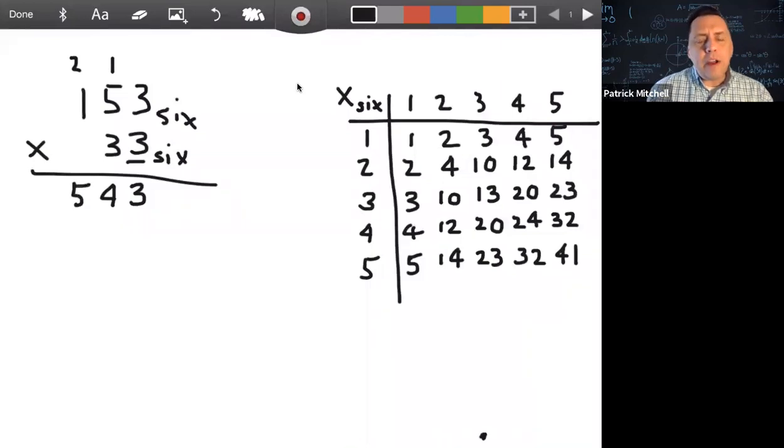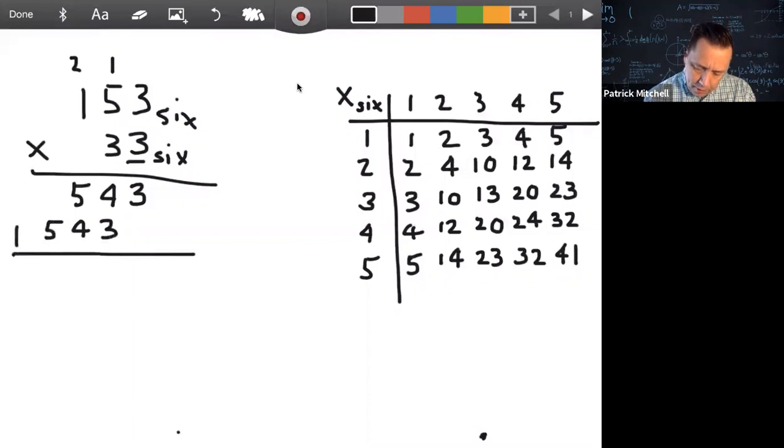All right, and now I can take a little shortcut because I'm multiplying by 3 again. So that's just going to give me the same answer shifted over. And now I get into my addition. I am adding in base 6. So I bring down the 3.